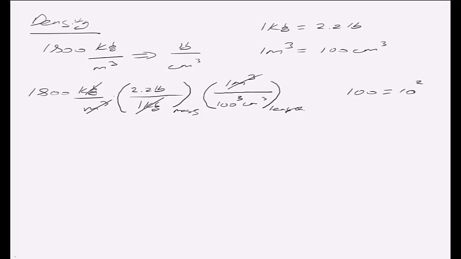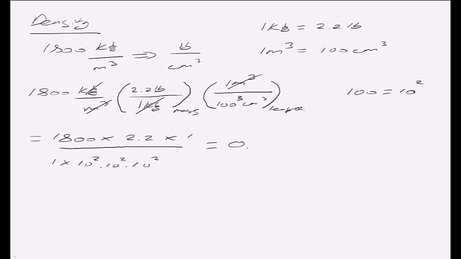And so our answer is 1,800 times by 2.2 times by 1 divided by 10 to the 2 times by 10 to the 2 times by 10 to the 2. And just to be consistent, we'll add a 1 times here, and this gives us 0.00396 pounds per centimeter cubed.